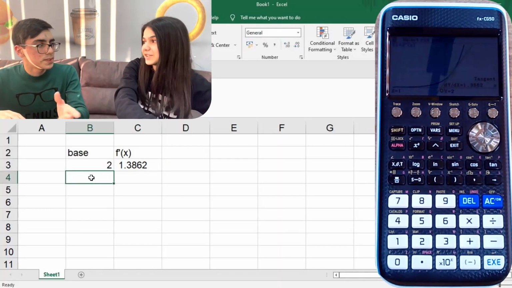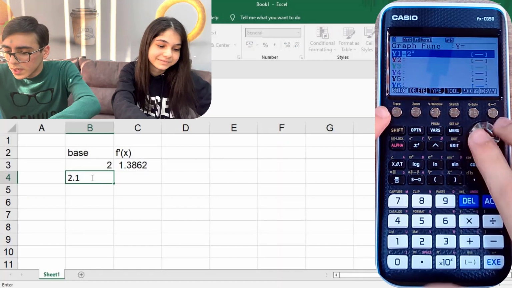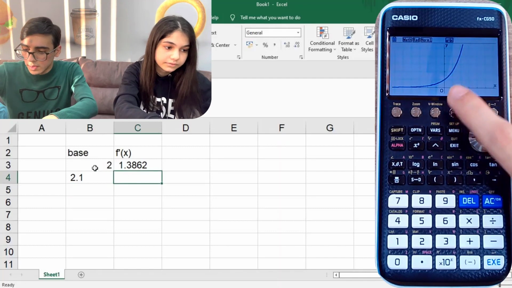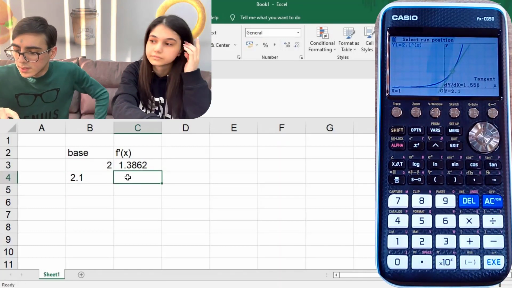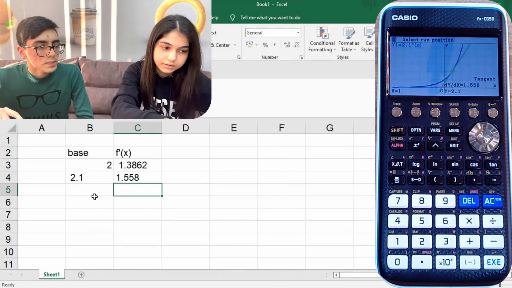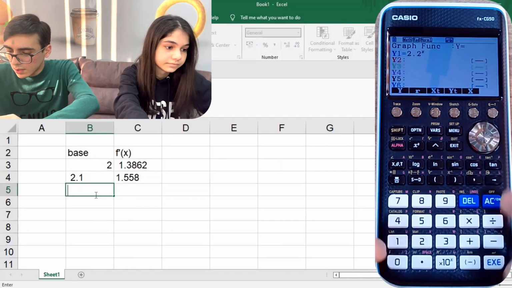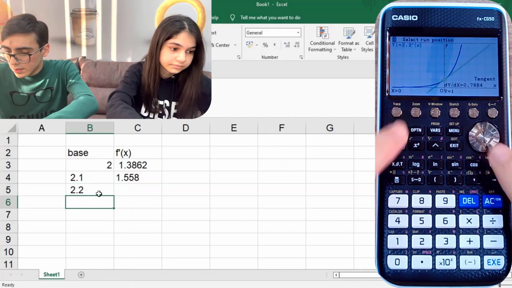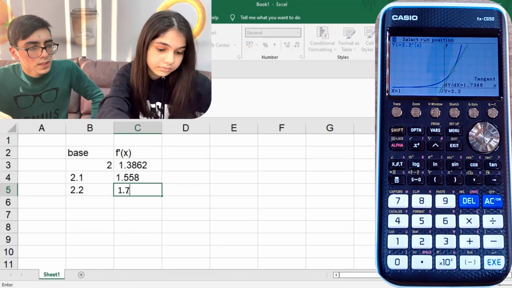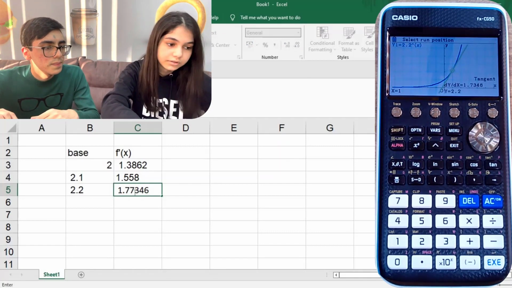Now let's increase our base value, let's take 2.1. I will not calculate it for you, I'm just repeating the same steps, drawing the function, pressing sketch, the tangent, and at x equals 1, it's 1.558. Let's keep going, 2.2. And it's 1.7346. Really amazing.